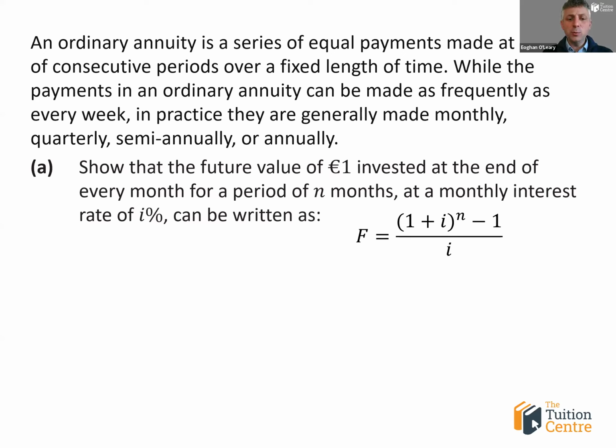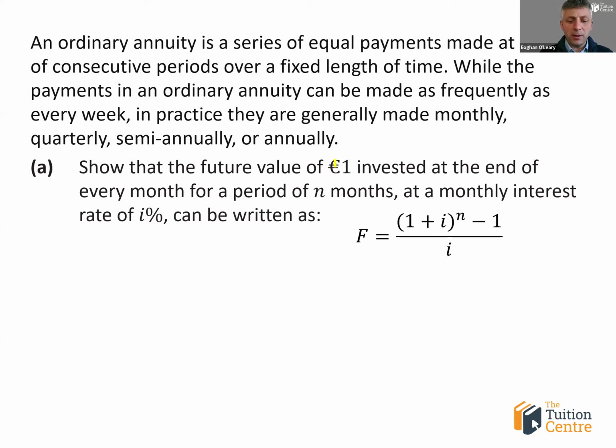An ordinary annuity is a series of equal payments made at the end of consecutive periods over a fixed length of time. While the payments in an ordinary annuity can be made as frequently as every week, in practice, they're generally made monthly, quarterly, semi-annually, or annually. So in an annuity, maybe like a pension, you might be getting your pension every month.